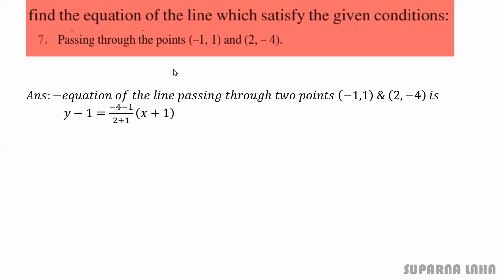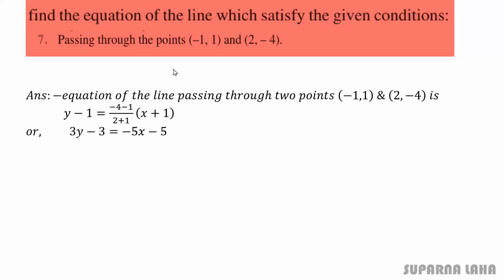So y - 1 and y2 - y1, that is -4 - 1, by x2 - x1, that is 2 - (-1), that is 2 + 1, and into x - x1, that is x - (-1), that is x + 1. Okay, so now simplify it. -4 - 1 is -5 and 2 + 1 is 3.